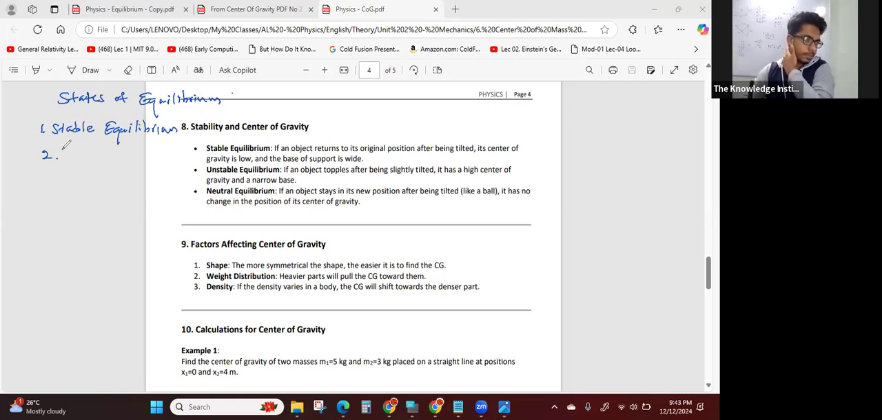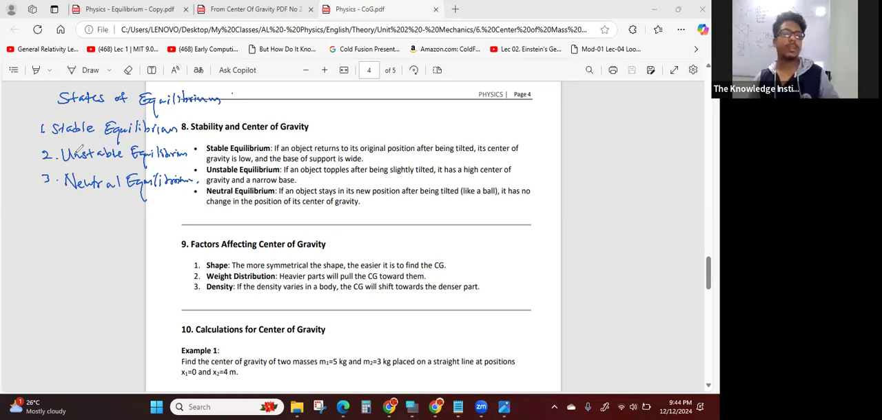The second one, unstable equilibrium. And the third one is neutral equilibrium. I can explain each of these with an example. Stable equilibrium definition: if an object returns to its original position after being tilted, after a small displacement is given, if it comes to the same position, it means it's a stable equilibrium.